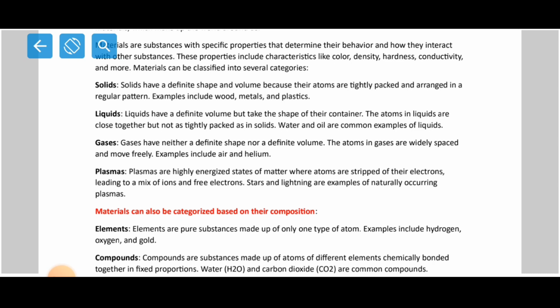All right, so here what happens, the atoms are stripped off. They are stripped of what? They are stripped of their electrons, leading to the mixing of ions and free electrons. All right, so examples of plasmas can be stars and lightning, right?